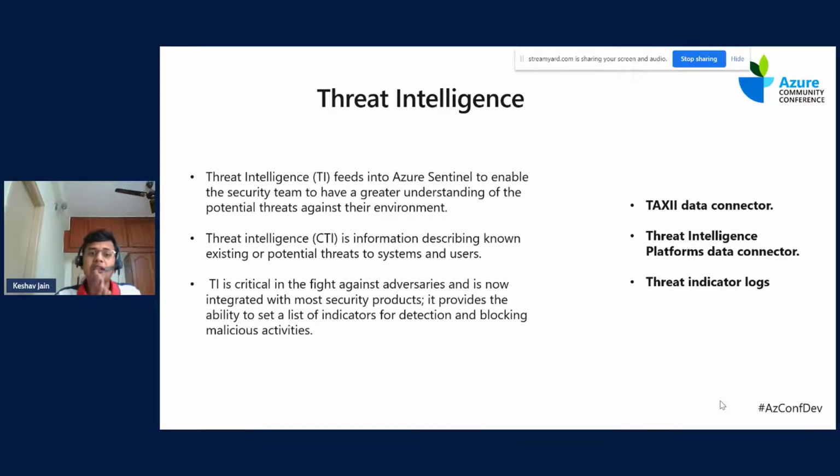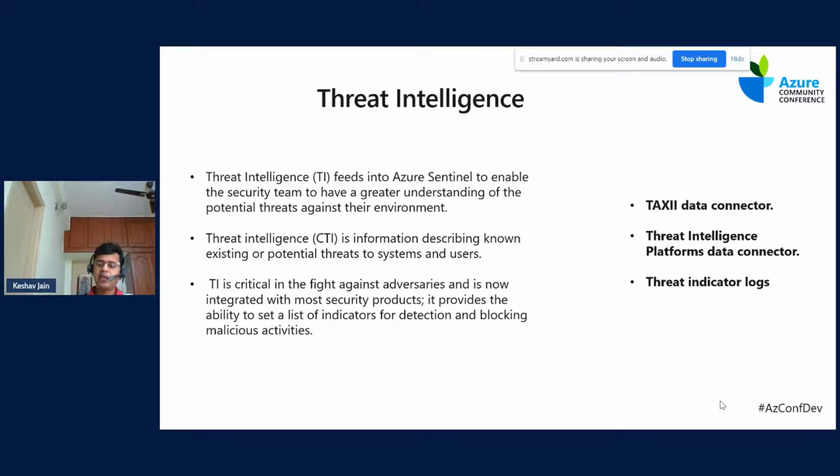But here threat intelligence comes into the picture. Threat intelligence provides the list of indicators for detecting and blocking malicious activities. Microsoft provides access to its own threat intelligence feeds. It makes use of the TI indicator API, and it can also work with a lot of open source threat indicator data from public servers to identify, analyze, and respond to threat activities.